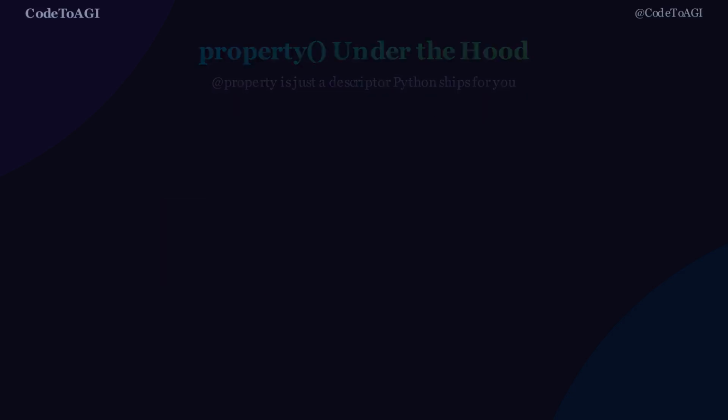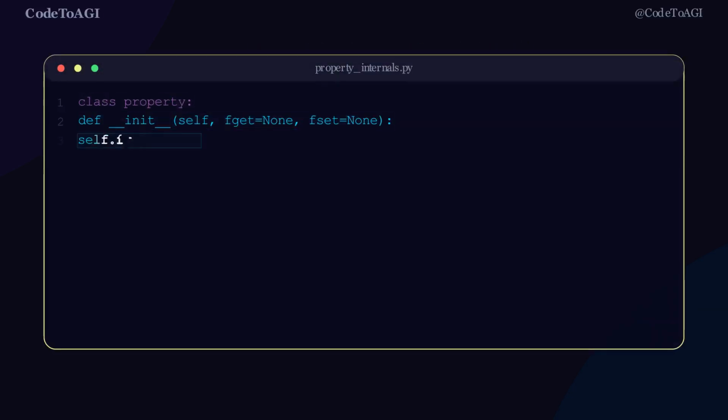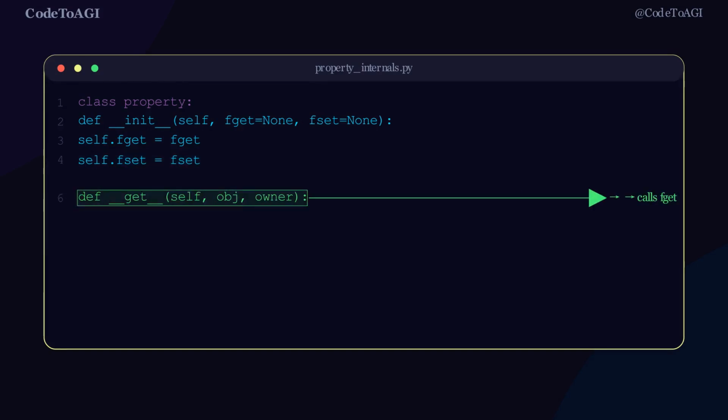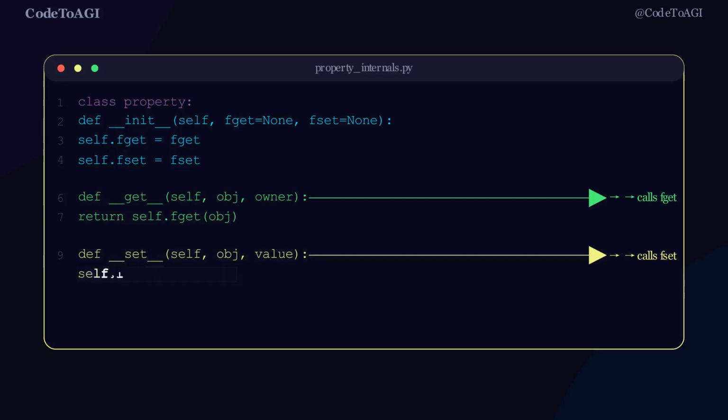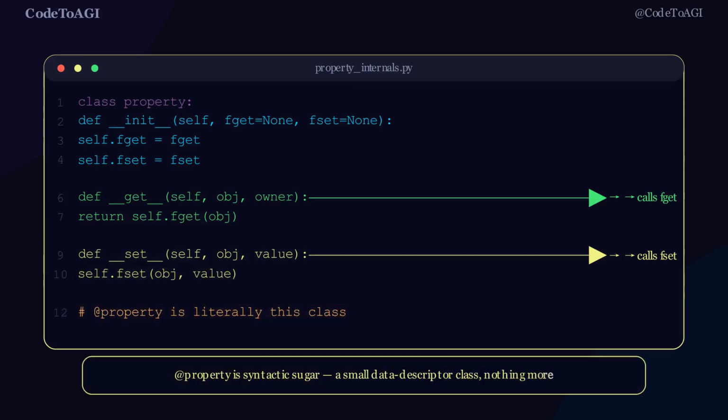Property is not built-in magic. It's a class. It stores your getter function as self.get. Its __get__ method just calls self.get on your object. Its __set__ method calls self.set the same way. A property literally builds one of these for you. Once you see this, property stops feeling magical.